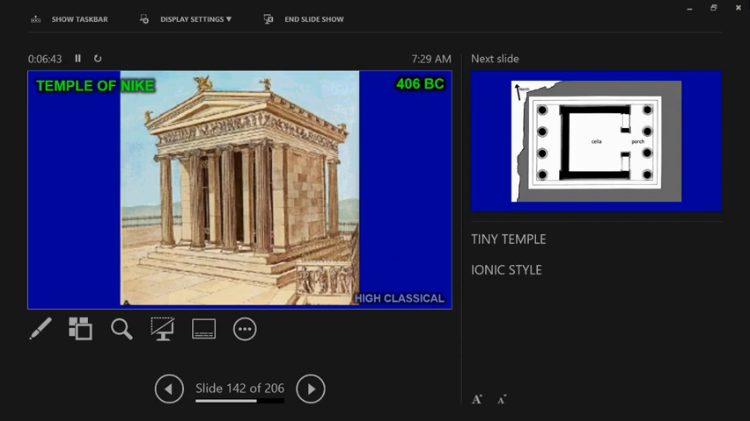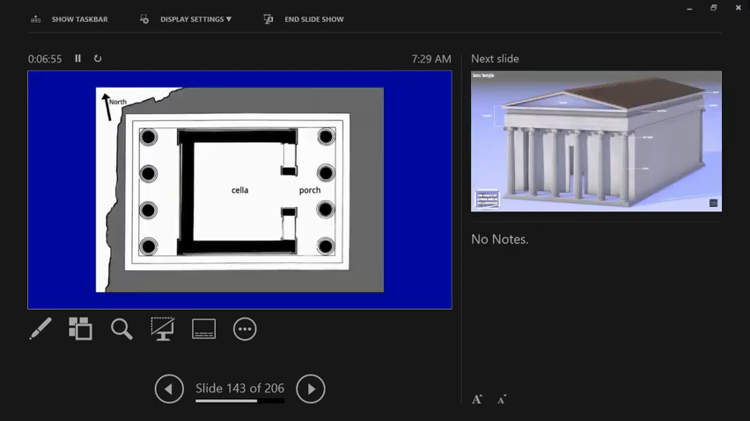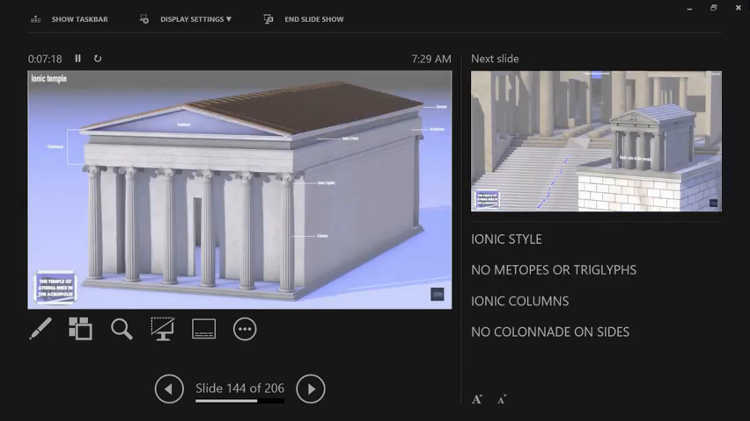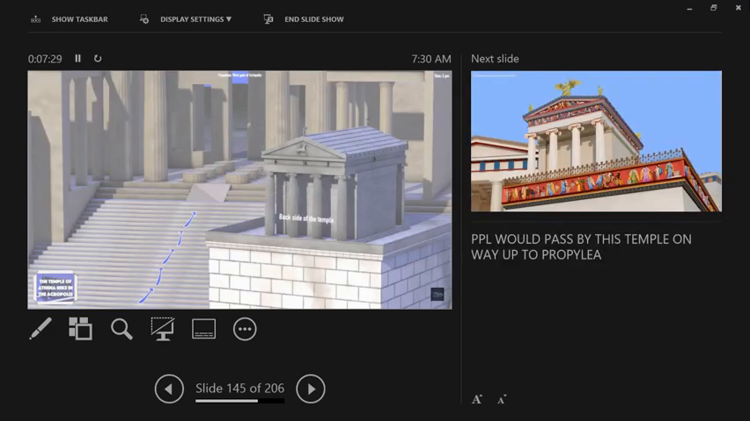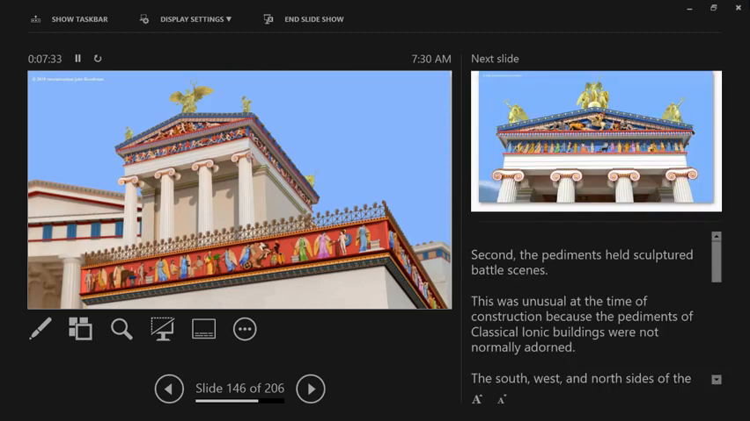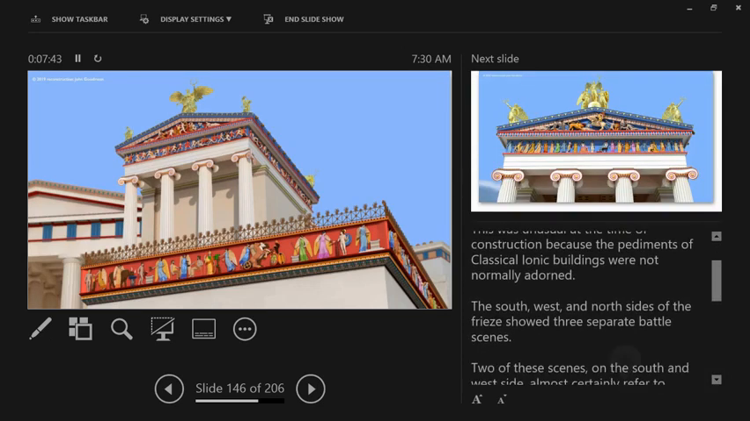Like I said, it's a tiny temple, and it is an Ionic temple. It has Ionic columns on it. If we look at the plan of it, there's no colonnade that goes all the way around. There's just a colonnade on the west side and the east side. There's no metopes or triglyphs, which is also an Ionic style. People would pass by this temple on the way up the Propylaea. It would have been polychromed, and the pediments are sculptures of battle scenes.